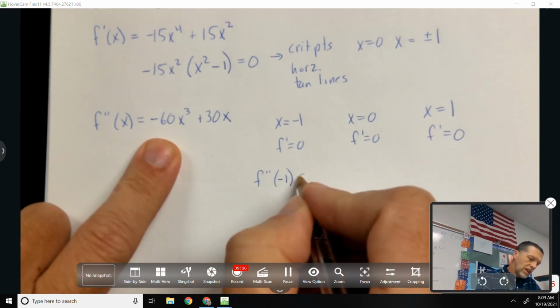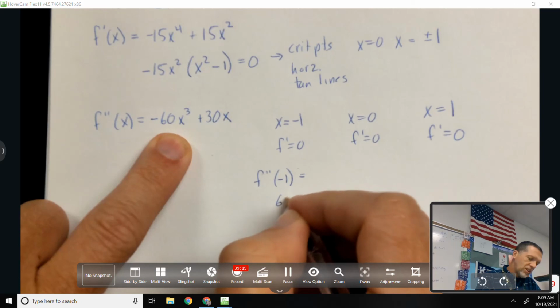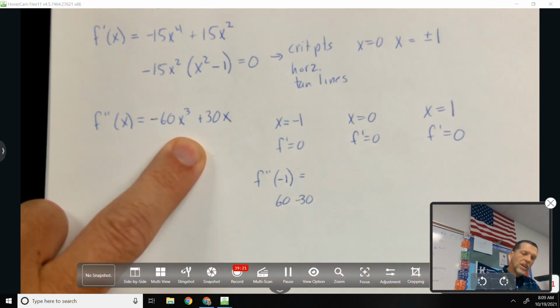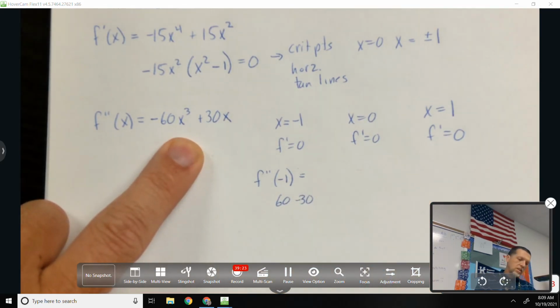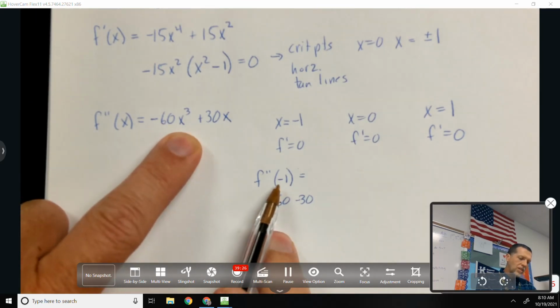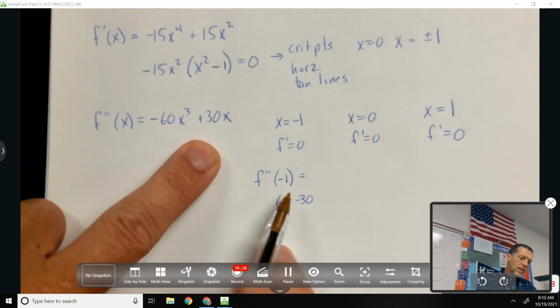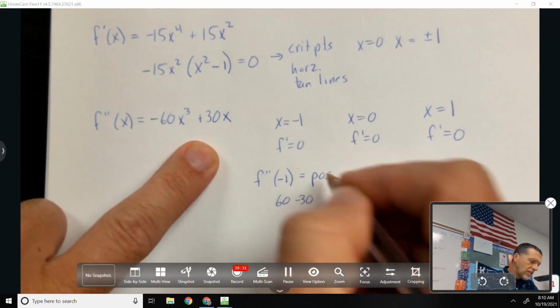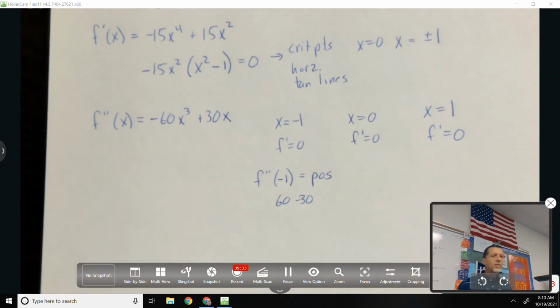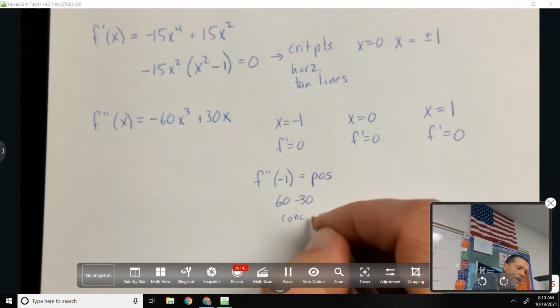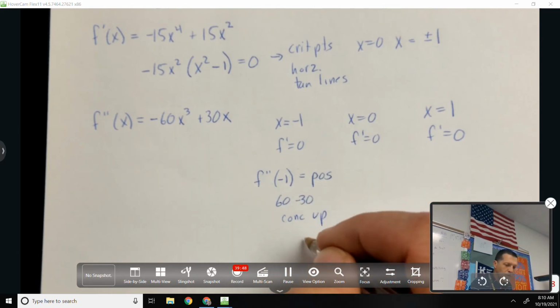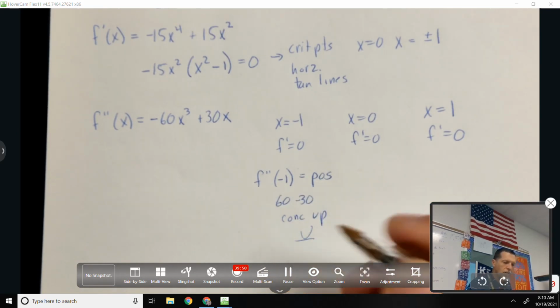goodness, that's going to be 60 minus 30, right? Because -1 cubed is negative, times -60 is 60, minus 30 is positive. So what's going on at -1? If the second derivative is positive and the first derivative is 0, it's concave up. And again, there's nothing wrong with doing a little picture every time. Concave up, first derivative 0, so that's a relative min.